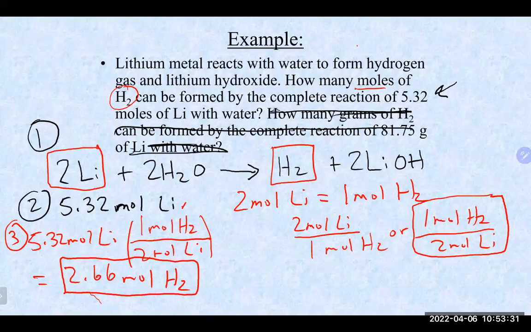If we wanted to know grams, we could do one additional step, right? We could use the molar mass of H2 at this point and convert the moles into grams, and we would know how many grams. First off, any questions on the calculation part? Yeah.